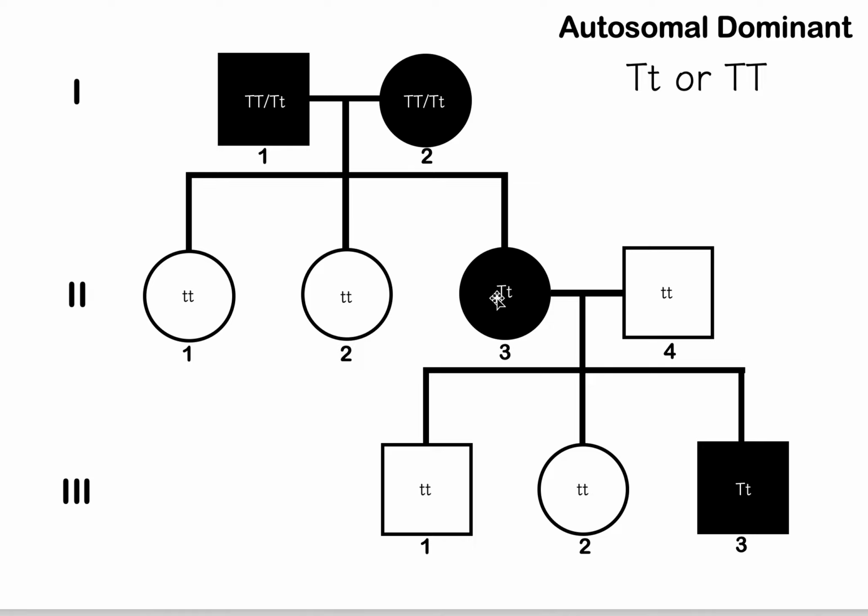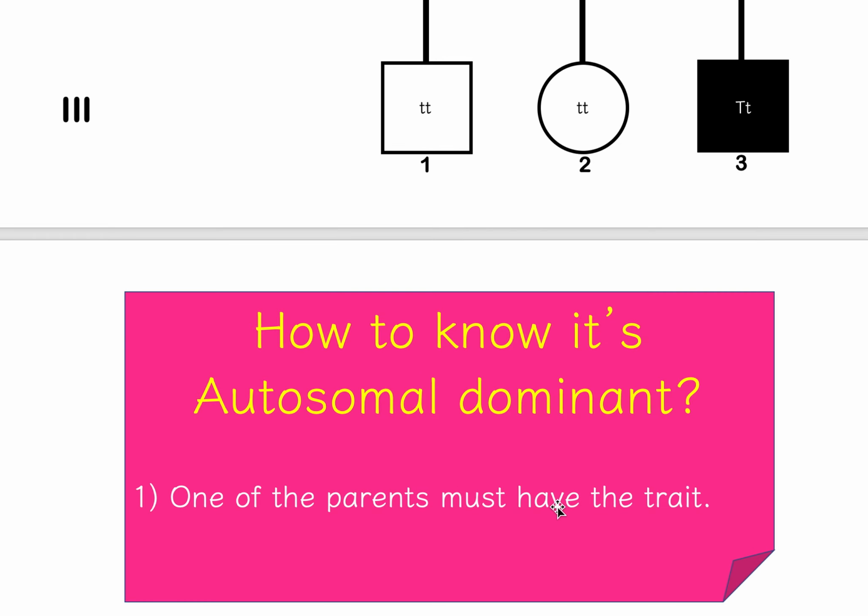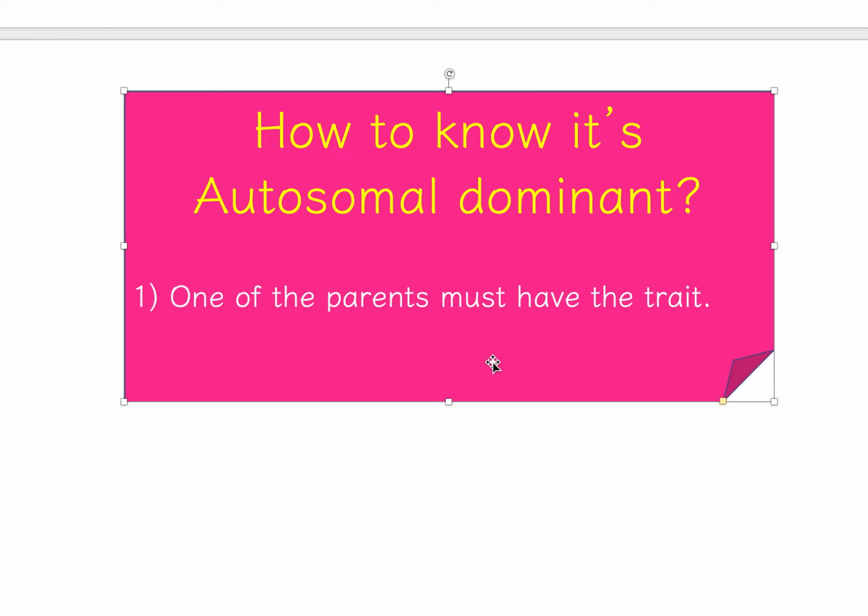But if both of the parents don't have it, so both of the parents are, for example, small t, then there's no way the kids will have a big T. And so it's impossible for the kids to have the specific trait, okay? So therefore, one of the parents must have the trait. It's a must. Otherwise, it can't be autosomal dominant.